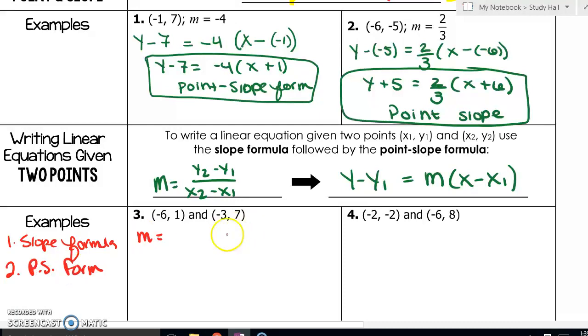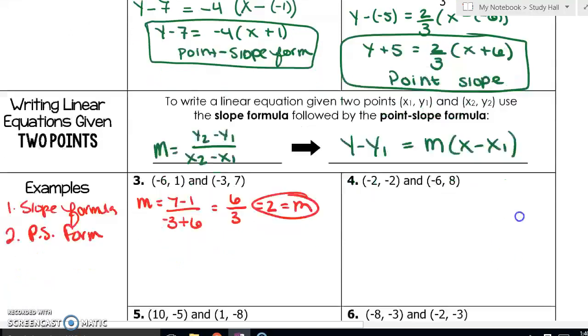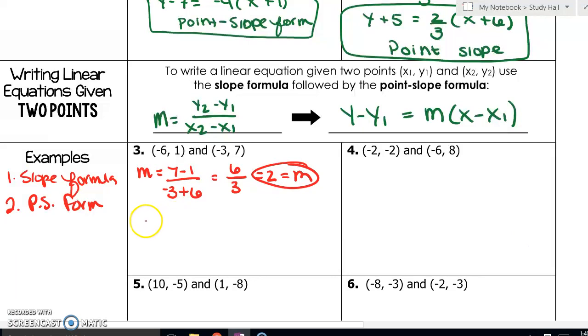So let's first find the slope, y2 minus y1 over x2 minus negative 6 is going to make plus 6. So we get 6 over 3, which is 2. So now I have a slope of 2, which is great information because I'm given 2 points and a slope. So just pick one point. It doesn't matter which one. I'm going to pick the first one. y minus 1 equals 2 times x minus negative 6, which makes plus 6. So that's using point slope form with the slope that we just found.